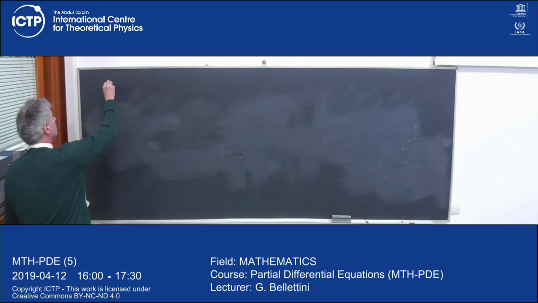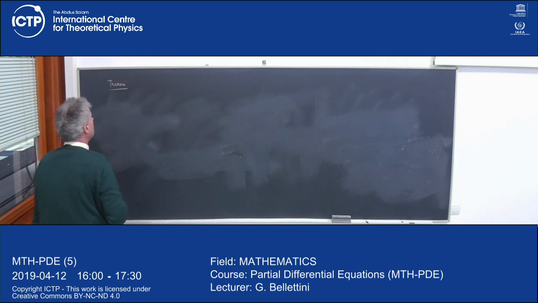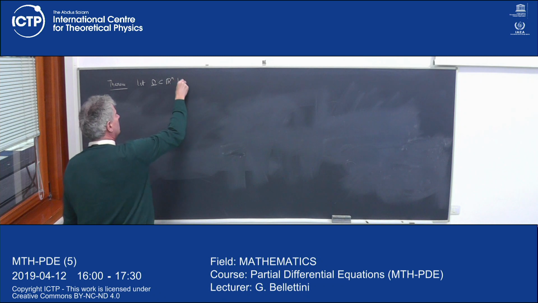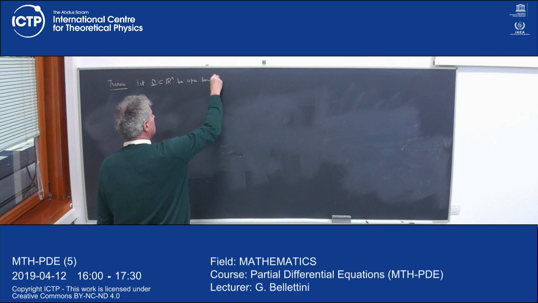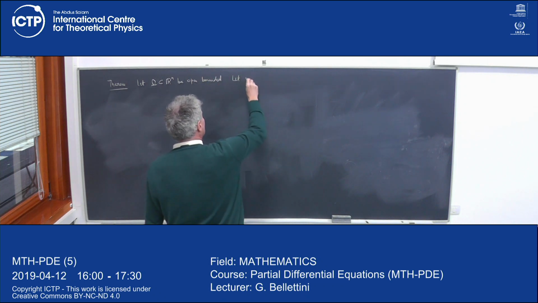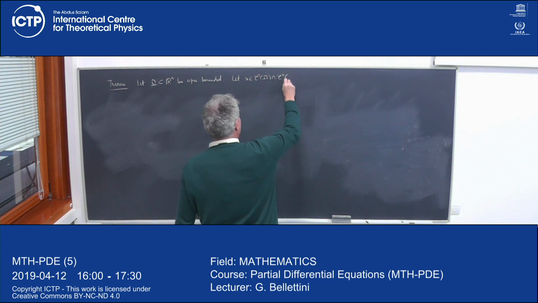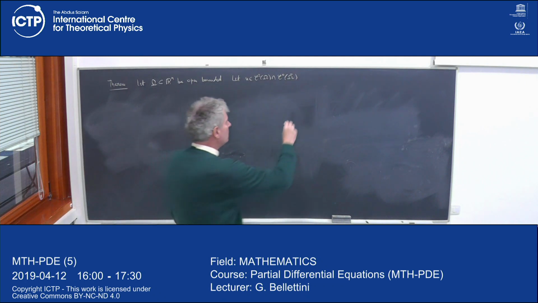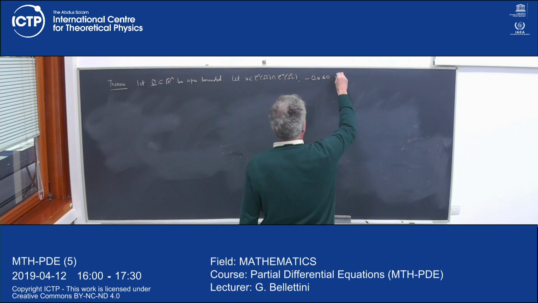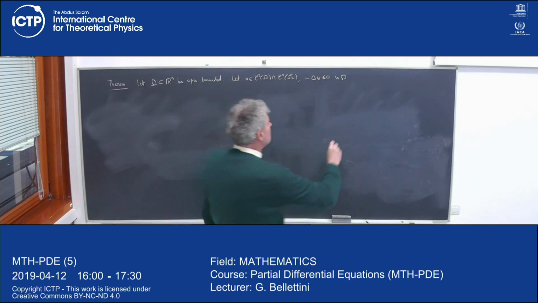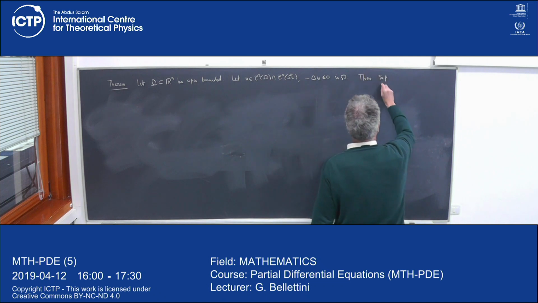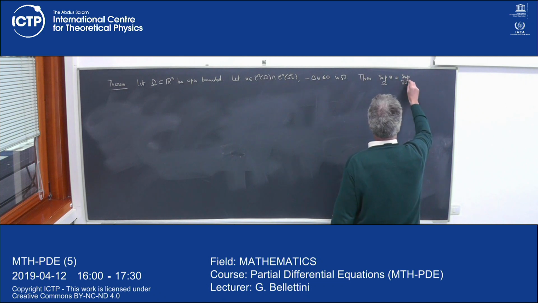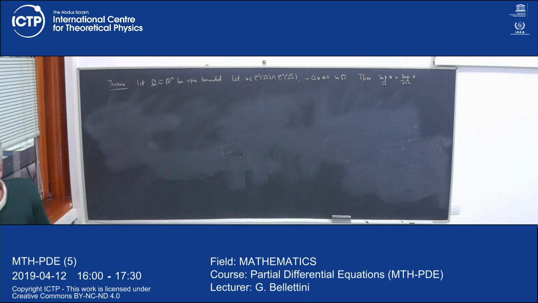We want to show the following theorem. Let's suppose that Omega is open and bounded. Suppose that U is in C2 of Omega and continuous up to the closure, and minus Laplacian of U is less than or equal to zero. Then this is what we want to show. I think this is the last statement of yesterday.